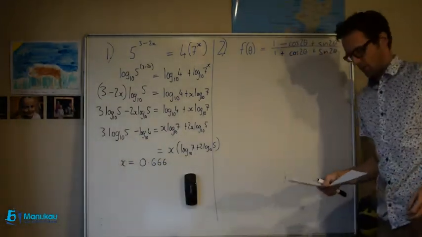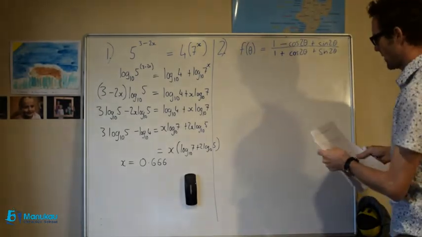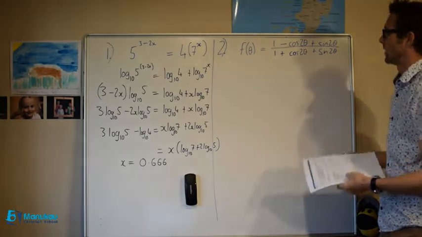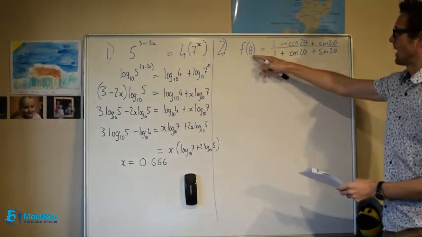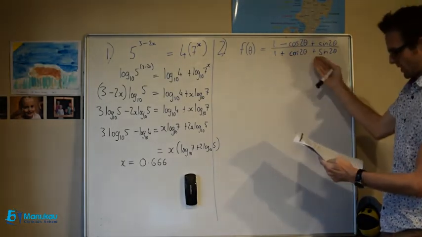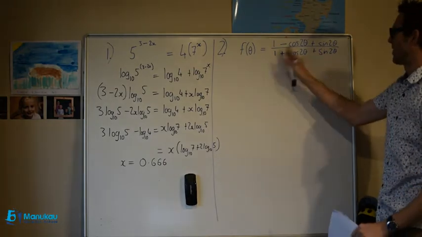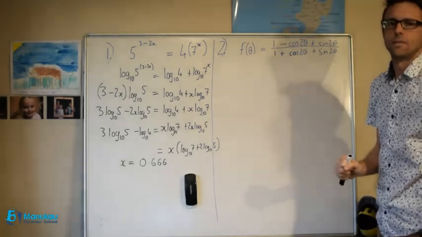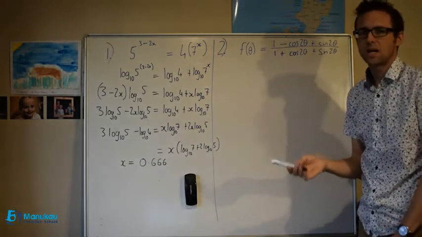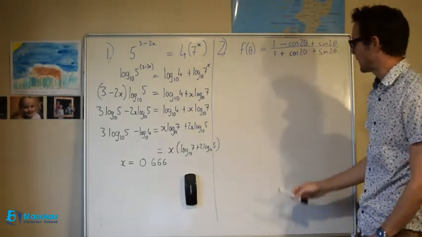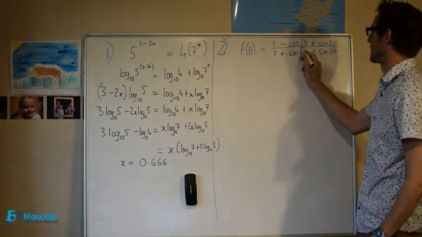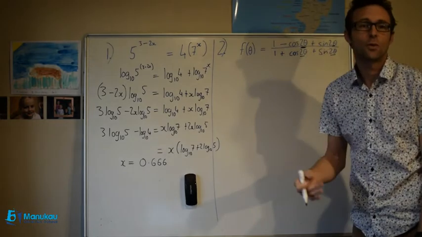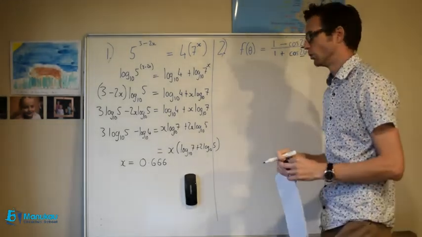Alright, so now let's move on to question 2. We've got f of theta is equal to this, and we've got to show that this equals tan theta. So I hope you can see the big clue in this question. It's a big clue because we've learnt about this, haven't we? We've got sine 2 theta and cosine 2 theta. So we're using the double angle rule.